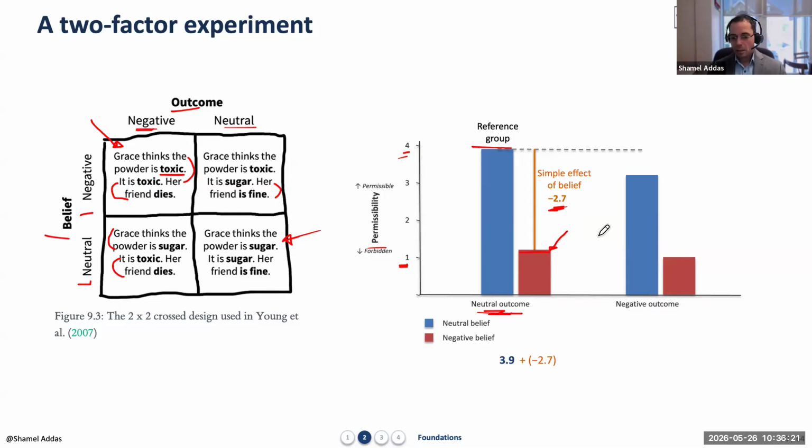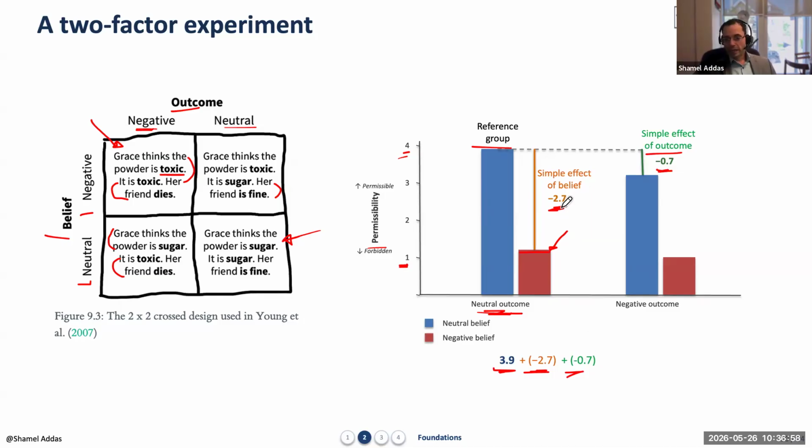All right. So, we started from 3.9 in the reference group. Now we dropped by 2.7. Let's look at the simple effect of outcome. Just by switching the outcome from neutral to negative, when we're comparing the 2 blue bars here, we get a drop of minus 0.7. Even though Grace thought that the powder is sugar, because the friend got unlucky and died, we have this drop, but it's not a big drop. It's minus 0.7. That's the simple effect of outcome, right?